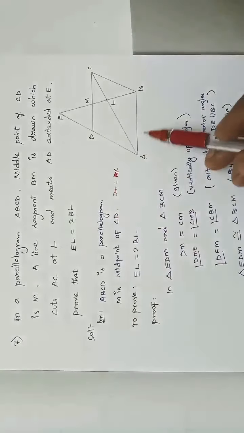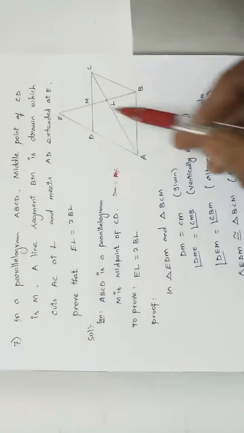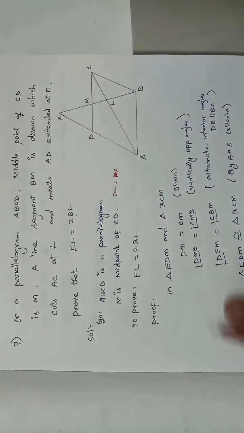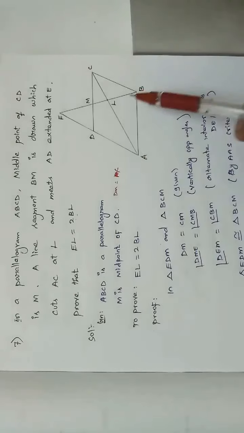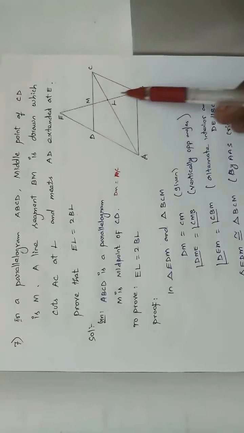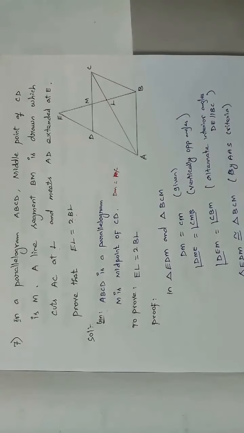If ABCD is a parallelogram, we can say that AB is equal to CD. Opposite sides are equal. So whenever we need it, we can use it, right? And moreover, here we will use that ABCD is a parallelogram, then AB is parallel to CD also. Whenever we need it, we can use it.